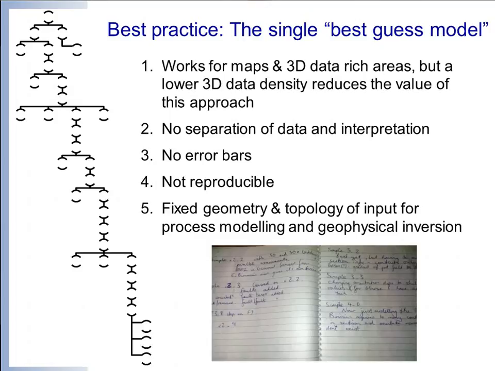We might have cross-sections that we add. We might have geophysical data that we're using to constrain certain depths. And we make a whole series of decisions. And as we go down, we keep on making decisions all the way through the modeling process. And at the end, we end up with our best guess model.